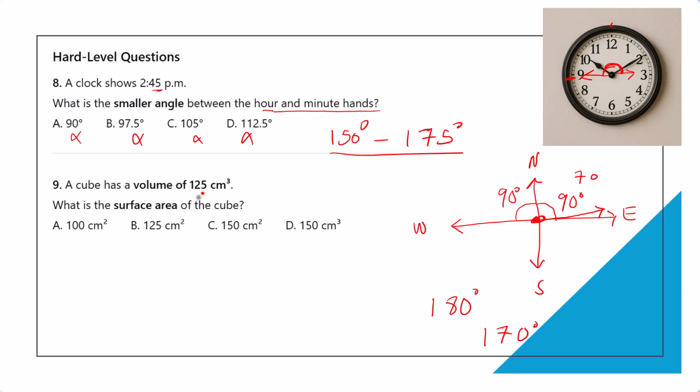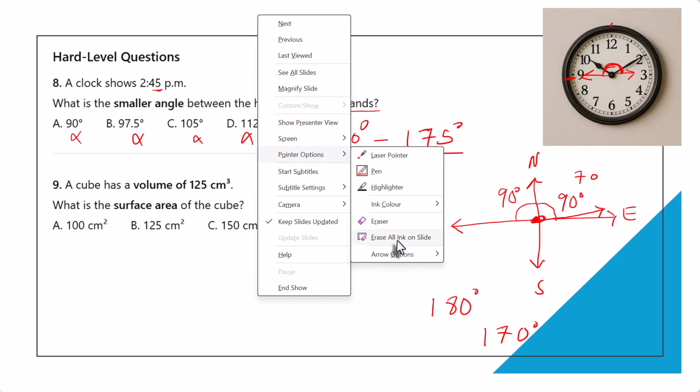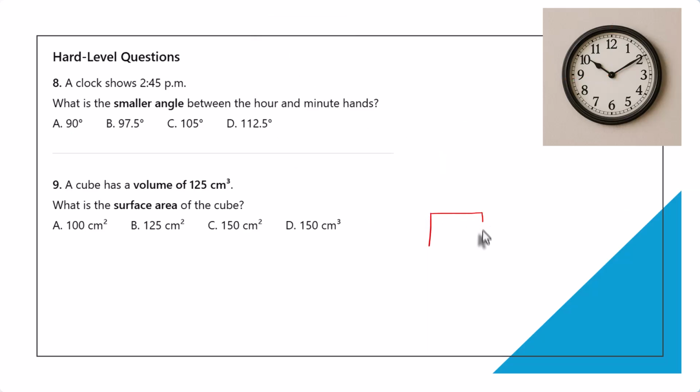A cube has a volume of 125. What is the surface area of the cube? Now listen, if I have a cube, and this is the cube. This is the cube they're talking about. Now, the area of these nets now, how many nets can you see? You can see 6 sides. So what they're saying is that the area of those 6 is what they're asking us.